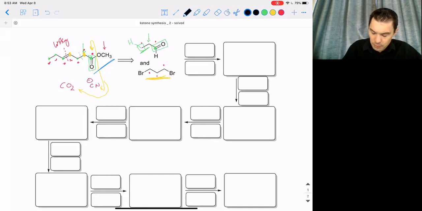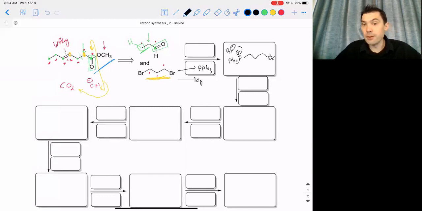So when filling this out, what I would encourage you to do is take the bottom approach here, and we're going to react this with PPh3. And we want to make sure that we have only one equivalent of that PPh3 so that we can make the Wittig salt.